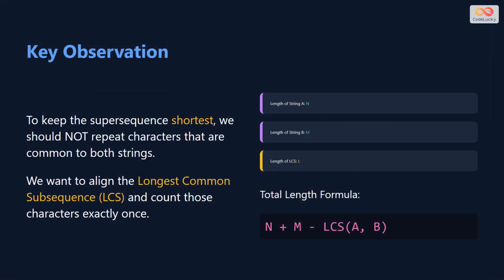Here is the key intuition. To make the supersequence as short as possible, we should not repeat characters that appear in both strings in the same relative order. Effectively, we want to find the longest common subsequence, or LCS, and count those characters exactly once. The formula for the total length becomes the sum of the two string lengths minus the length of their LCS.